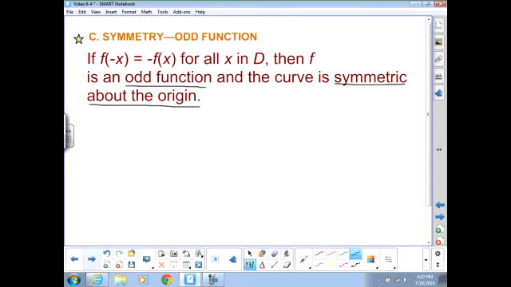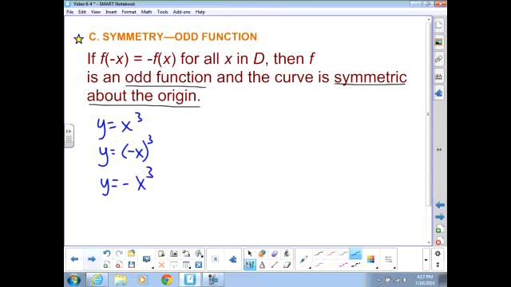Now, odd functions are when you sub in a negative x, it's the same as if you had just negated the entire original function. Now, if there's multiple terms, that means you would have distributed it through. So, for example, if we have y equals x cubed, when we sub in a negative x, cubed will come back as negative. So that's the same as saying y equals minus x cubed.